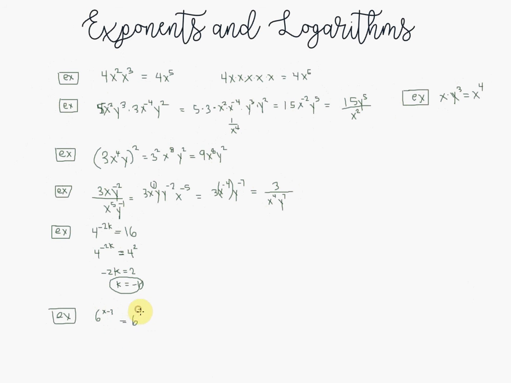If they already have the same base, then you can set your exponents equal to each other and solve for x. So here, then we would subtract 3x from both sides, or vice versa, we can subtract a 1x from both sides here.